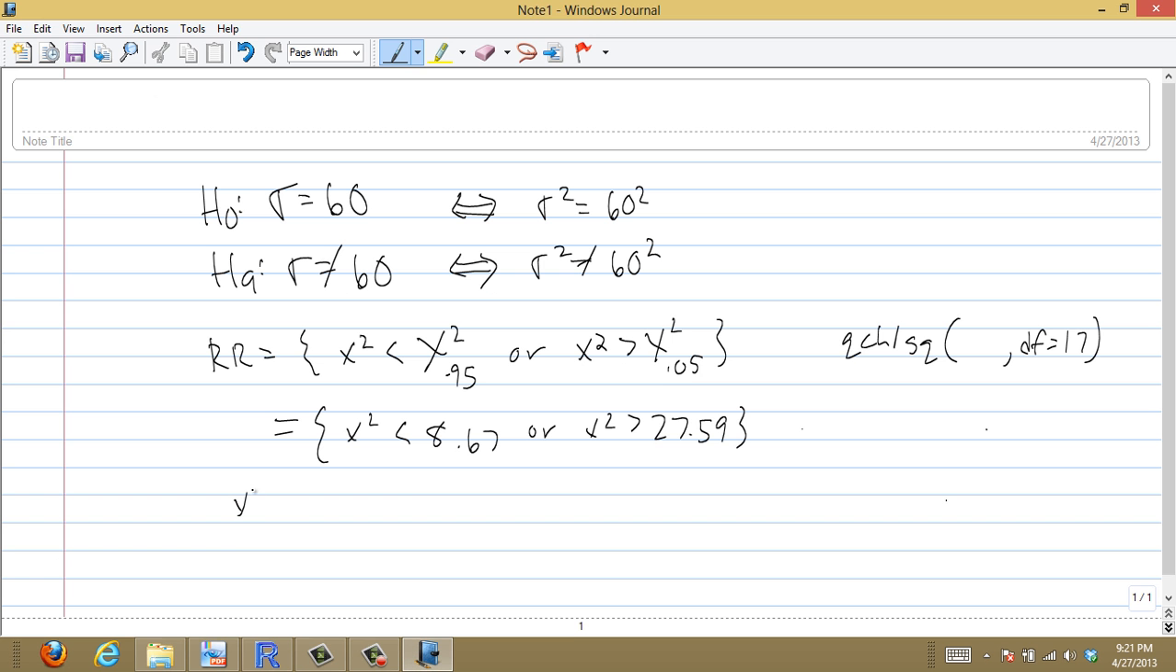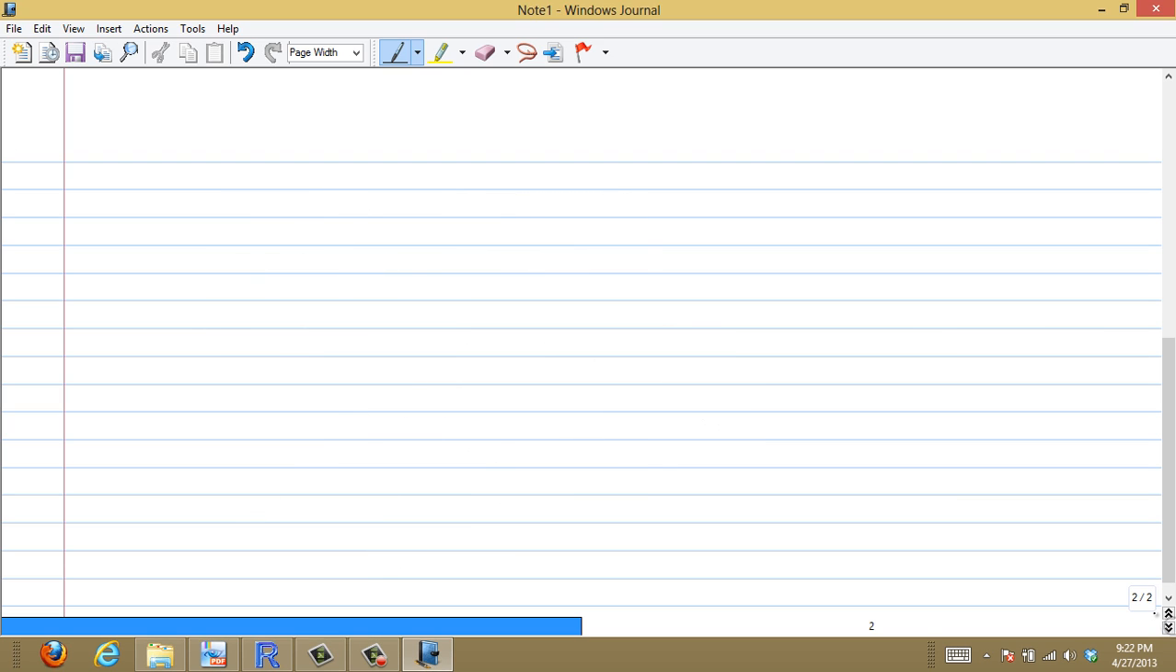And our test statistic is simply going to be the number of observations minus 1 multiplied by the sample variance divided by the hypothesized variance, 60 squared, which equals 21.71. Comparing our test statistic to our rejection region, it's pretty clear that this test statistic does not fall in the rejection region, so we fail to reject the null hypothesis. So we might say something like, there is insufficient evidence to conclude that the standard deviation of the number of calories in 1 tablespoon of the major brands of pancake syrup is different than 60.